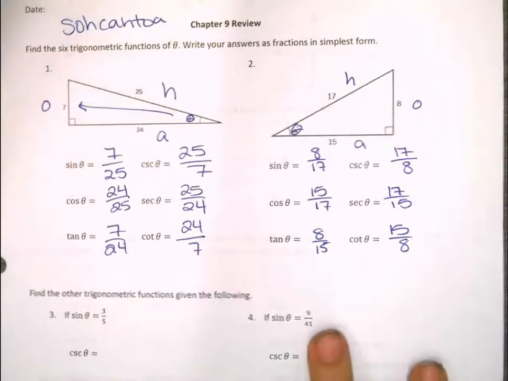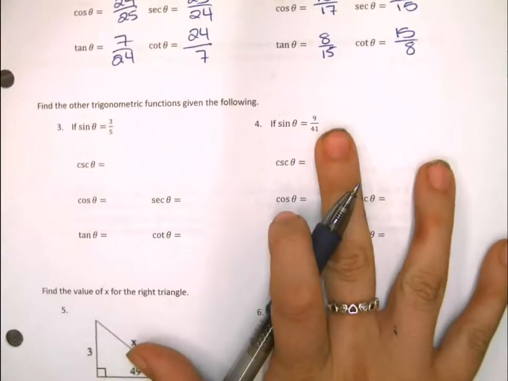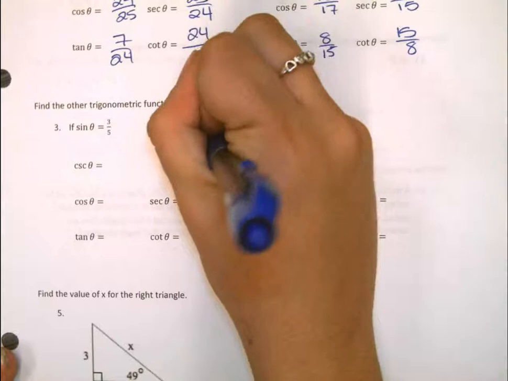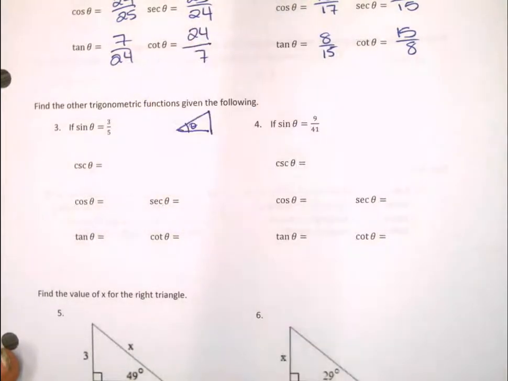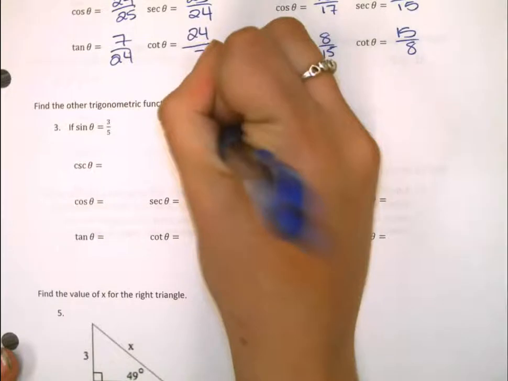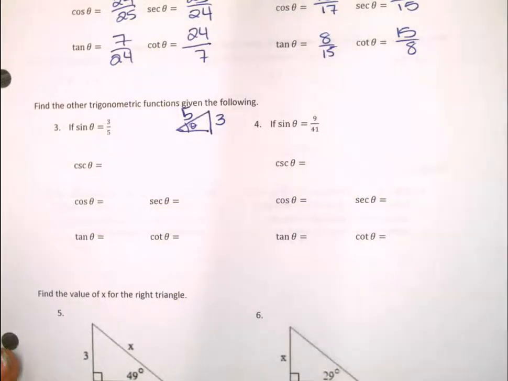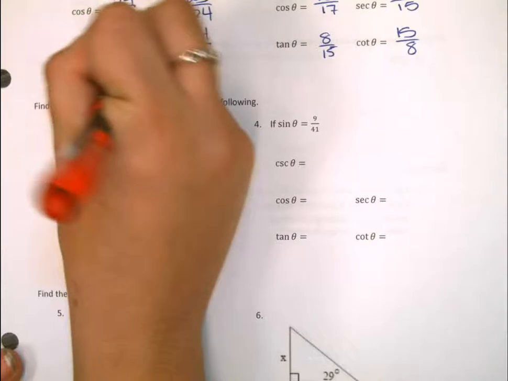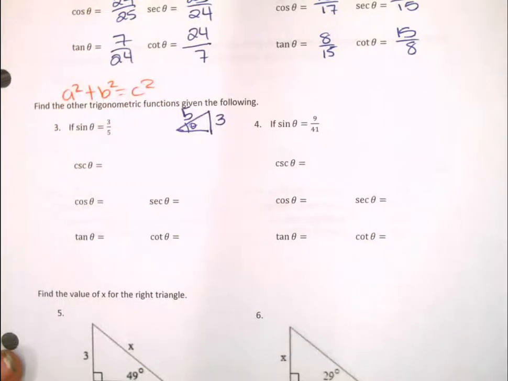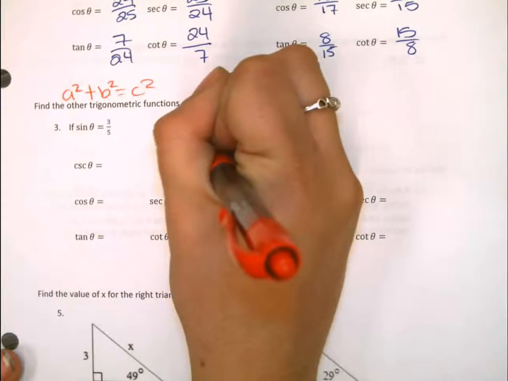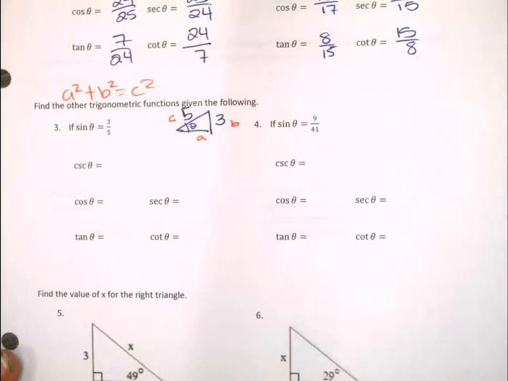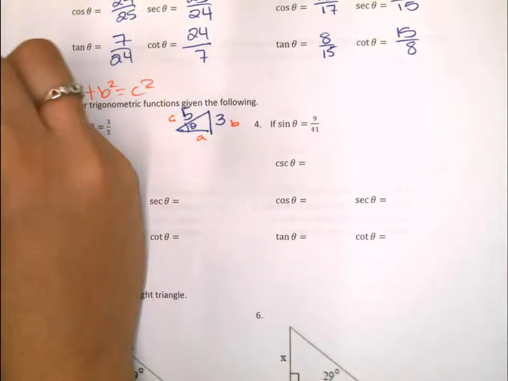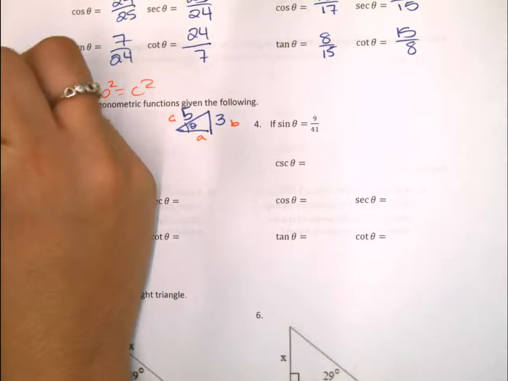Okay. 3 and 4 kind of work similarly, except I have to draw my own triangle. So I'm going to do this. It says sine, so sine is opposite over hypotenuse, so opposite is 3, hypotenuse is 5. Then I would want to do the Pythagorean theorem to find my missing side length. I'm going to write this up here. A squared plus b squared equals c squared. And then c will always be my hypotenuse, so it doesn't matter what a and b are, but I want to always make c the hypotenuse, and I'm going to plug in. I have a squared plus 3 squared equals 5 squared.